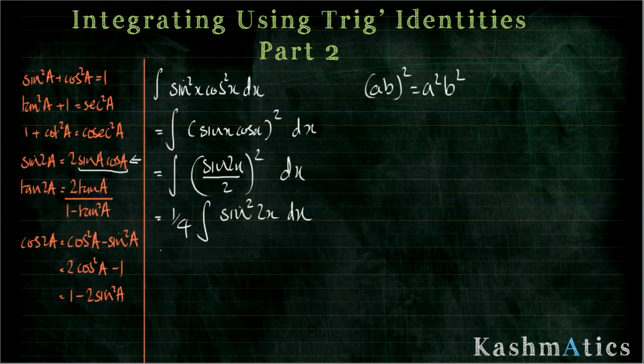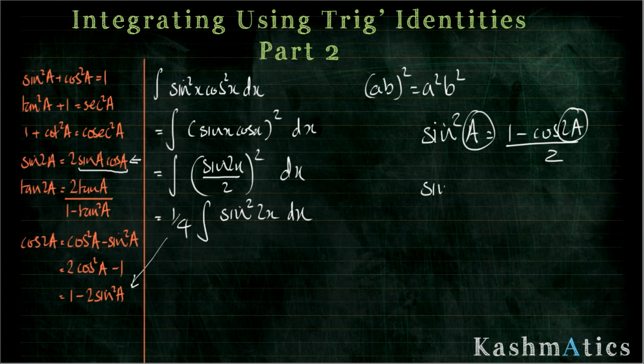Now what I need to do is use this identity to help me change the sine squared into a cos. Remember, whenever you see a sine squared, you've got to use the double angle formula for cos, cos 2a, to help integrate it. So let's just rewrite this identity. Sine squared a is equal to (1 minus cos 2a) over 2. But because it's double angle, this needs to be double this. Sine squared 2a would equal (1 minus cos 4a) over 2. So let's just put that in our integral.